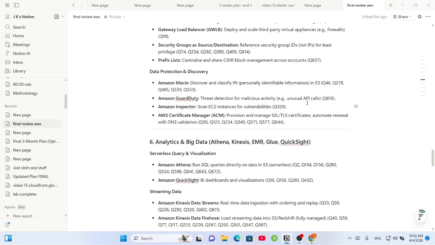Personally identifiable information is any data that can identify you specifically, like full name, phone number, email, whatever. Information the app collects because the data is sensitive. So basically, Macie discovers and classifies personally identifiable information, GuardDuty detects malicious activity, and ACM. We said that AWS Certificate Manager provisions and manages SSL certificates, with automatic renewal and DNS validation also.